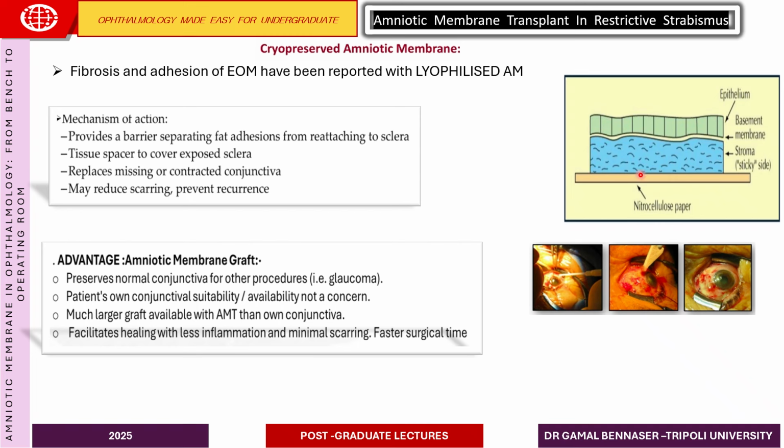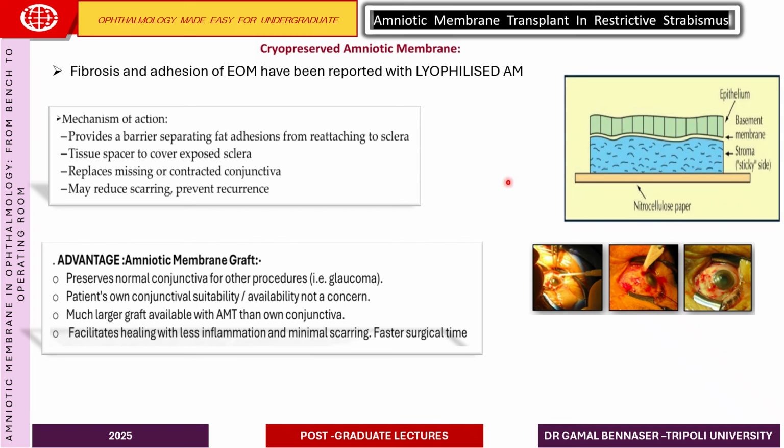Another thing is that we should use cryopreserved amniotic membrane, not the lyophilized amniotic membrane, because many studies show that fibrosis and adhesion of the extraocular muscles have been reported with the use of lyophilized amniotic membrane. So in restrictive myopathies, it is preferred to use the cryopreserved amniotic membrane.